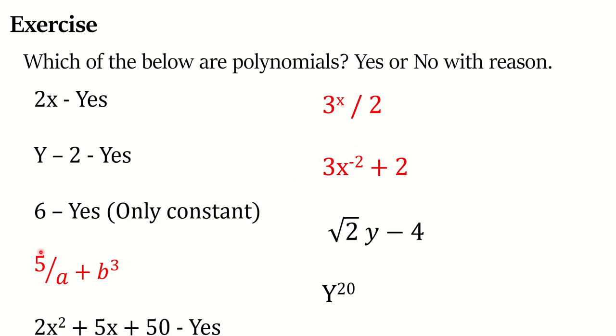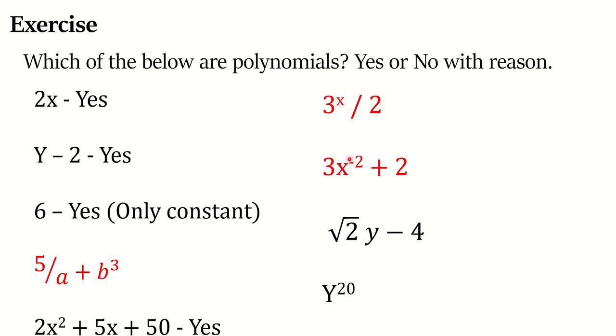So one of the rules we discussed here, if you see 5 by a plus b cube, one of the rules we discussed is the variable cannot be in the denominator. So here you find a in the denominator, so this is not a polynomial. Then here, variable cannot be in power. It cannot be in the exponent portion. Here you find 3 power x. So again, this is not a polynomial.